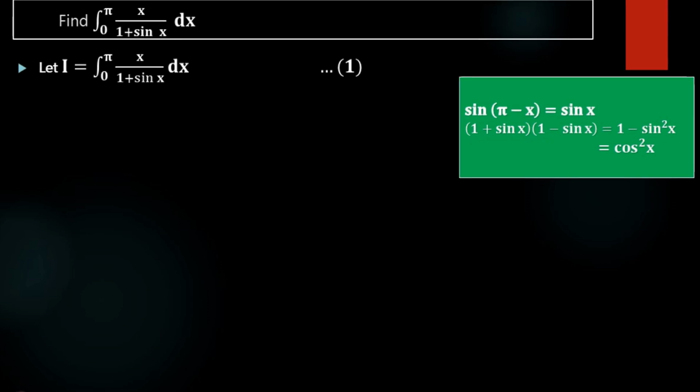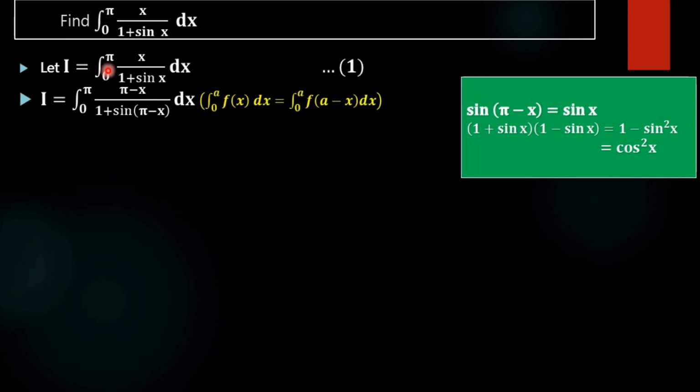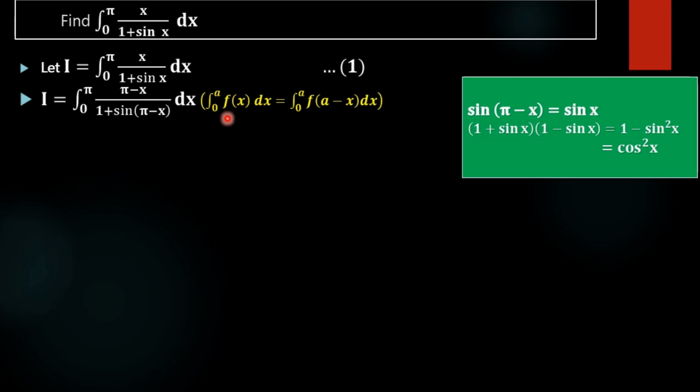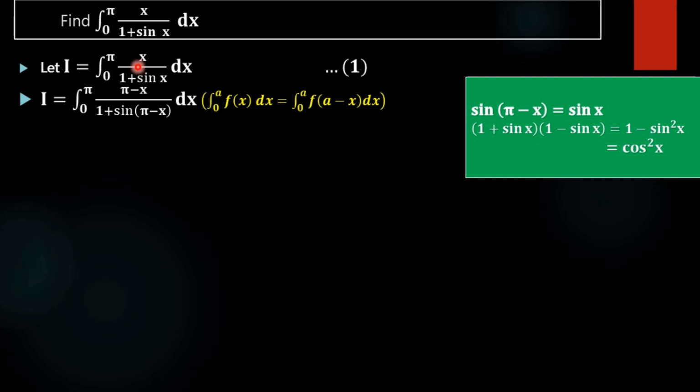Now, by using the properties of definite integral, we can rewrite the integral from 0 to a of f of x dx as the integral from 0 to a of f of a minus x dx. That is, instead of x, we are taking pi minus x here. According to the properties of definite integral, it is equal. Instead of x, pi minus x, here also pi minus x.